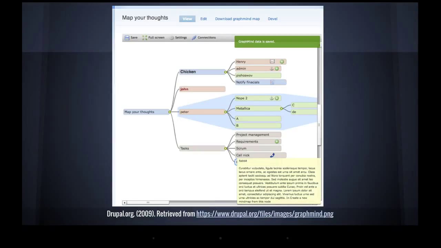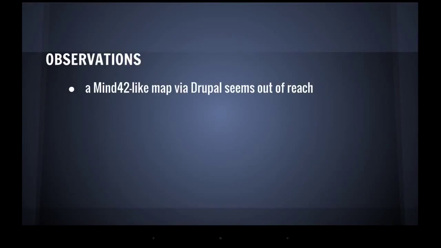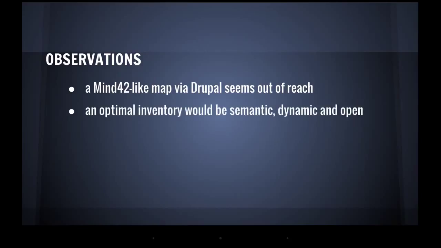It looks pretty robust, similar to mind map, or Mind42. But as I say, it's out of commission as far as Drupal. There's no Drupal 8. So more observations. A Mind42-like map via Drupal seems out of reach. An optimal inventory would be semantic, dynamic, and open.